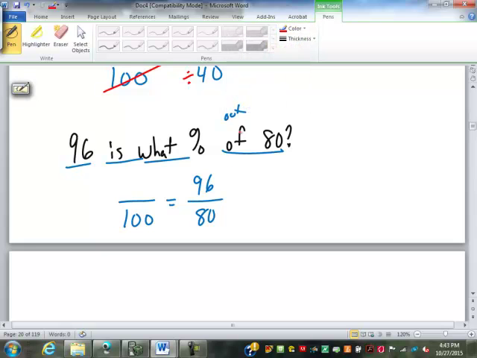Now what do we do? Cross multiply what two numbers? 100 times 96 is 9,600. And then divide by 80 is 120. So 96 is 120% of 80. Now it makes sense. 96 is bigger than 80, so it has to be more than 100%. Because 100% would be the whole thing.